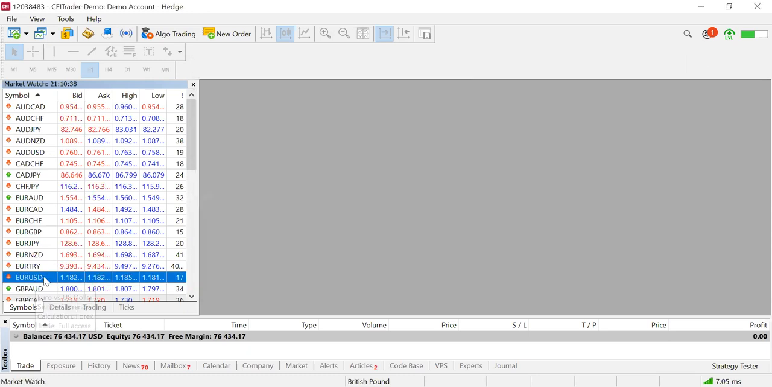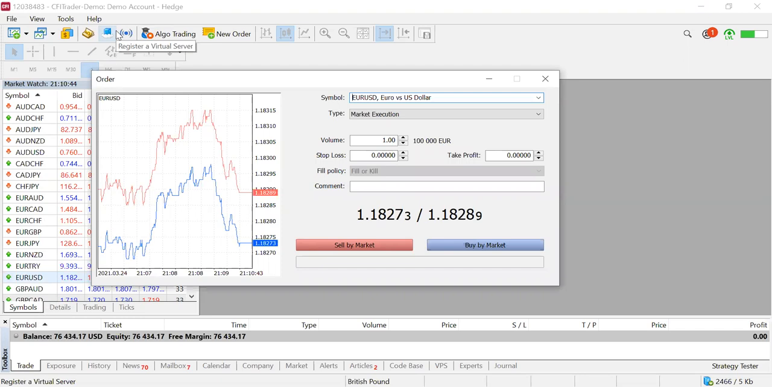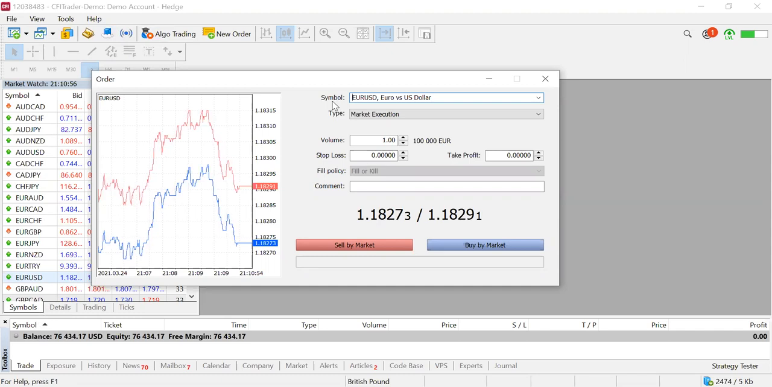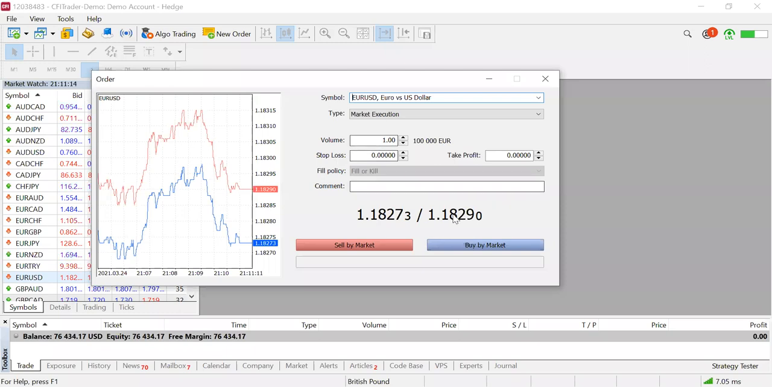So let's now move on with the new order window. Once you select it, this window will pop up and you have all these options. As you can see here, the symbol: just make sure you have the right one, the right product you are looking to trade. You have two types of orders. One is a market execution, which essentially is the price executed at market. As you can see here, either you're looking to sell at this price, or if you're looking to buy, at this price here. And that's it, plain and simple.